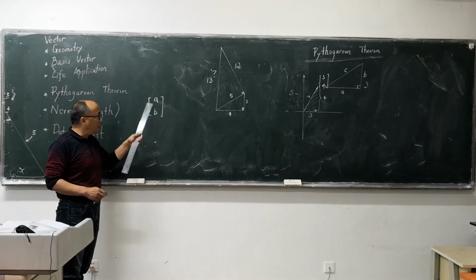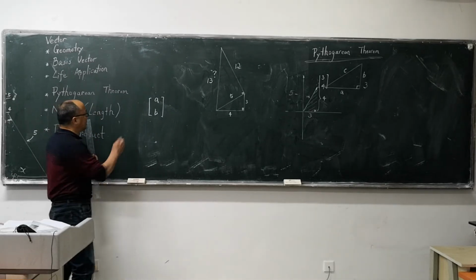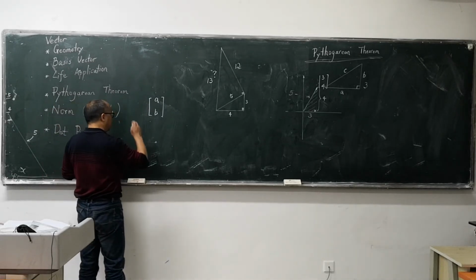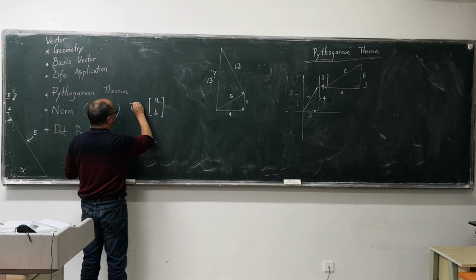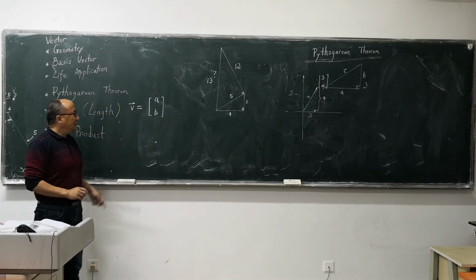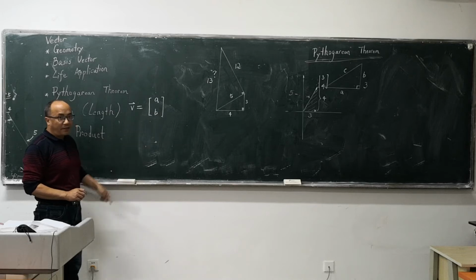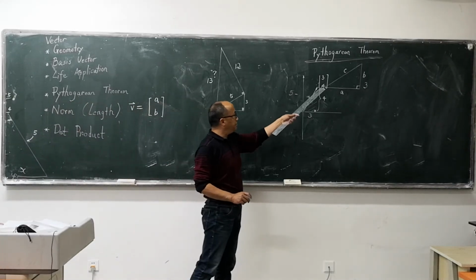But let's say for 2 dimension, let's say this is a vector v. Okay. Vector v, this is a number. This is another number, okay? Could be A, B, okay?